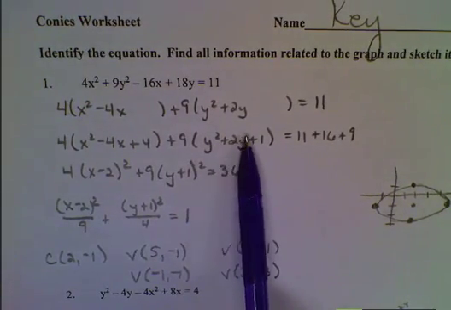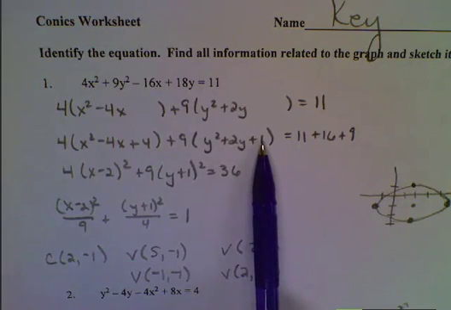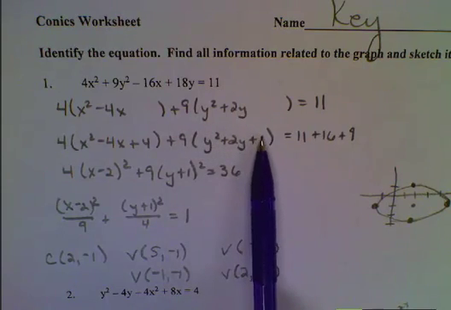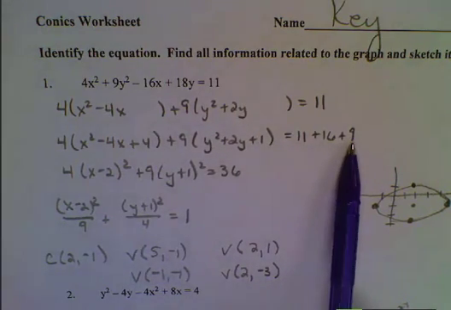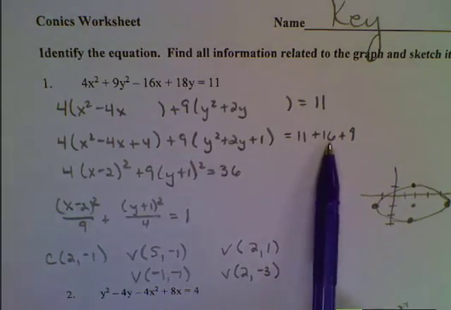Here I took half of the y coefficient, which is 2, so half of 2 is 1. Squared is 1. What did I really add? Because there's a 9 out in front of there, I really added a 9. So I added that on this side. So whatever I do to this side, I have to make sure I do to this side.